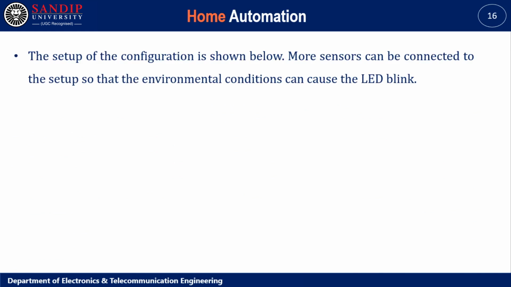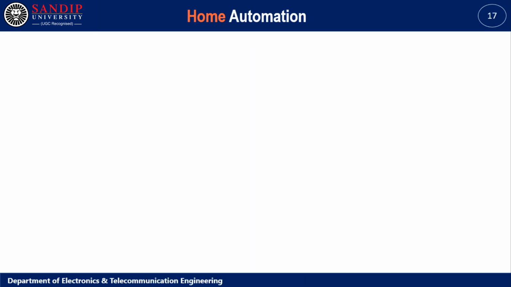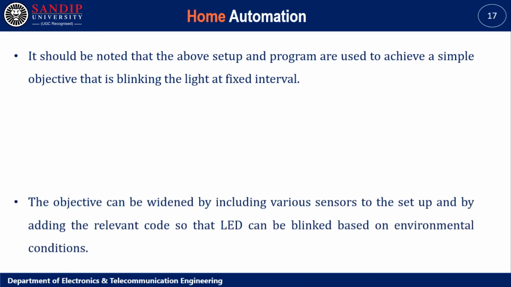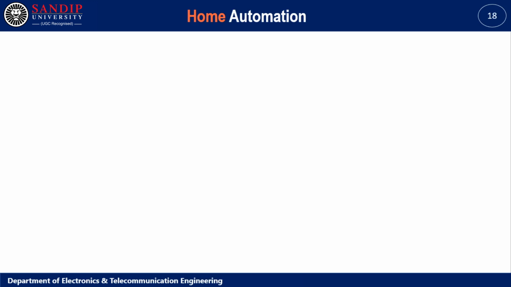The setup of the configuration is shown below. More sensors can be connected to the setup so that environmental conditions can cause the LED to blink. It should be noted that the above setup and program are used to achieve a simple objective, that is blinking the LED at a fixed interval. The objective can be widened by adding various sensors to the setup and adding the relevant code so that the LED can be blinked based on environmental conditions.